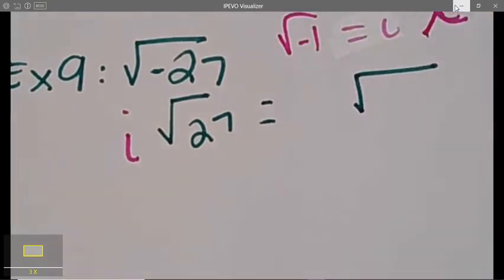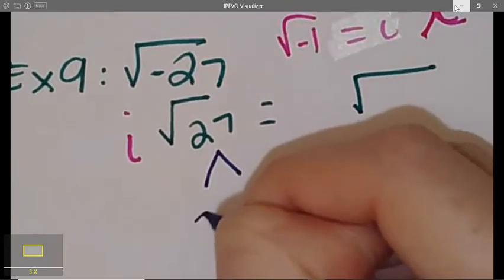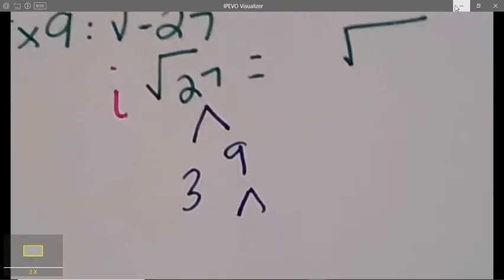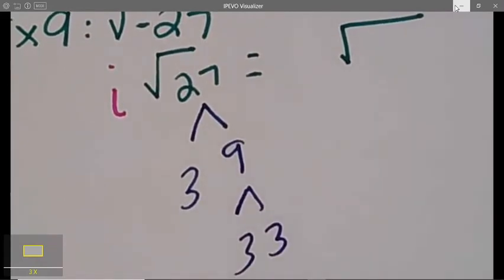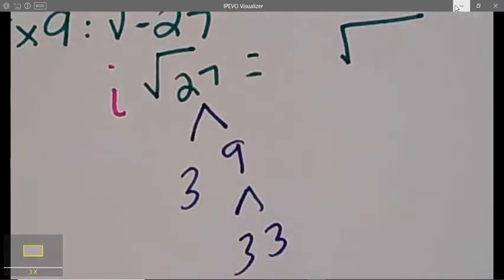Okay? So, the square root of 27, that is not a perfect square. So, guess what that means? We need to do a factor tree. We need to break it on down. So, the square root of 27 will break down into 3 and 9, which 9 will break down into 3 and 3.